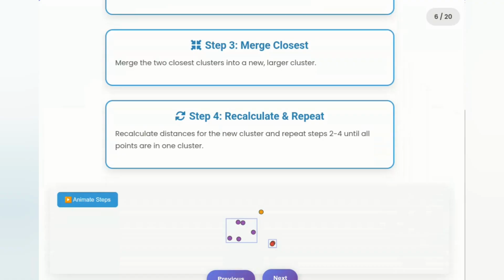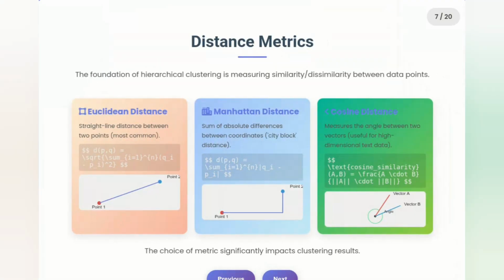The foundation of hierarchical clustering is measuring distance between data points. The most common metric is Euclidean distance, the straight line distance between 2 points. Manhattan distance calculates the sum of absolute differences between coordinates. Cosine distance measures the angle between 2 vectors, useful for high-dimensional data. The choice of distance metric can significantly impact your clustering results, so it's important to choose one that makes sense for your specific data type.